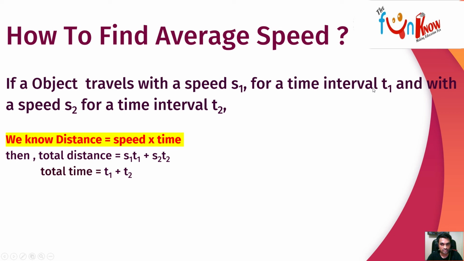And to find out the total time, you just add the two times. So now that you have time and distance, you can find out the average speed by computing these two values. You take the total distance and the total time and you divide it and you get the average speed.